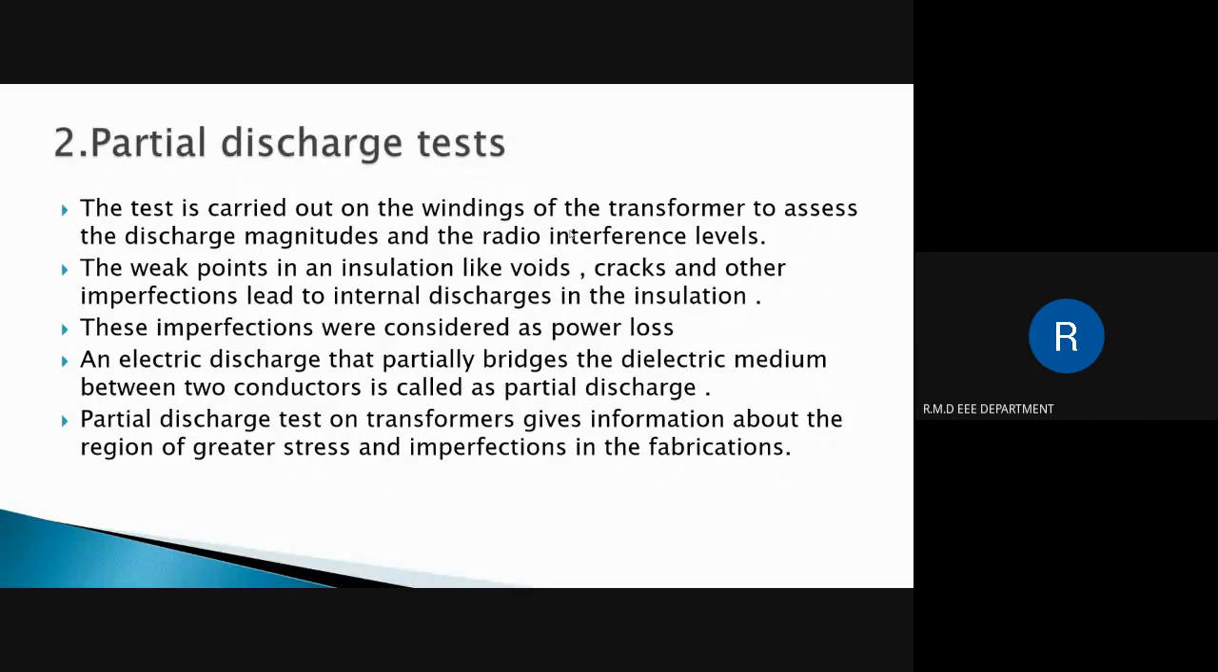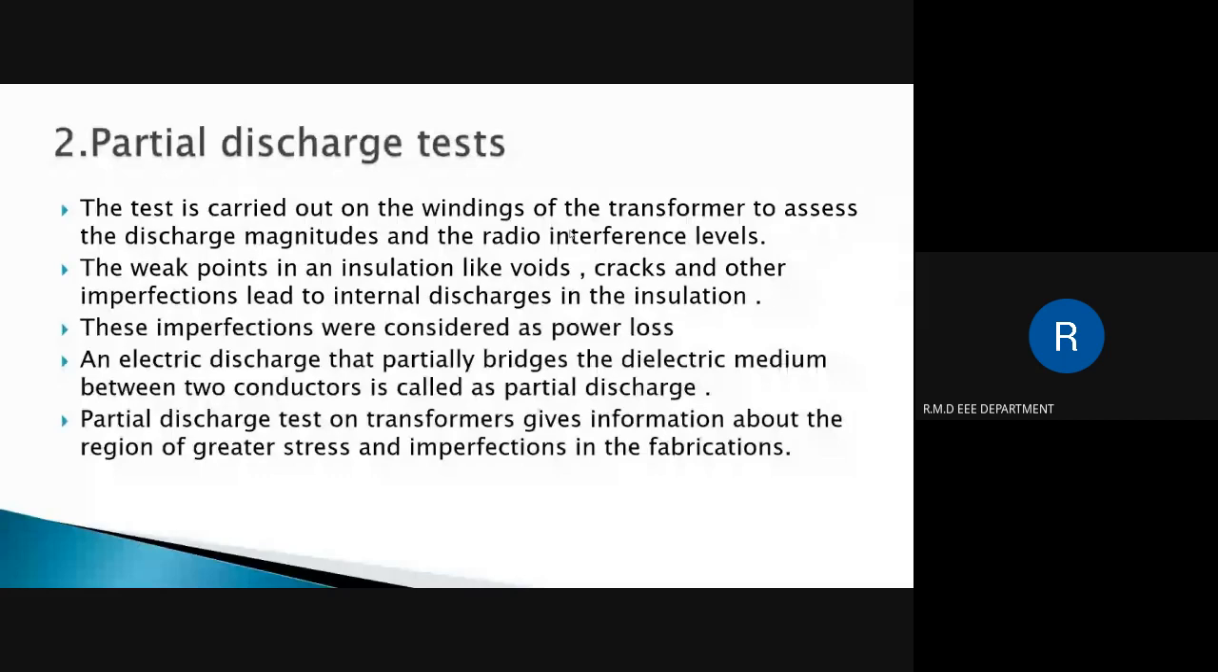In the testing of transformer through partial discharge test, it is able to give information about the regions where there is more stress and imperfection in the fabrication. In case the discharge magnitude is 10^4 or greater than 10^4 picocoulombs, when a frequency is applied to the transformer, it is understood that it has failed.